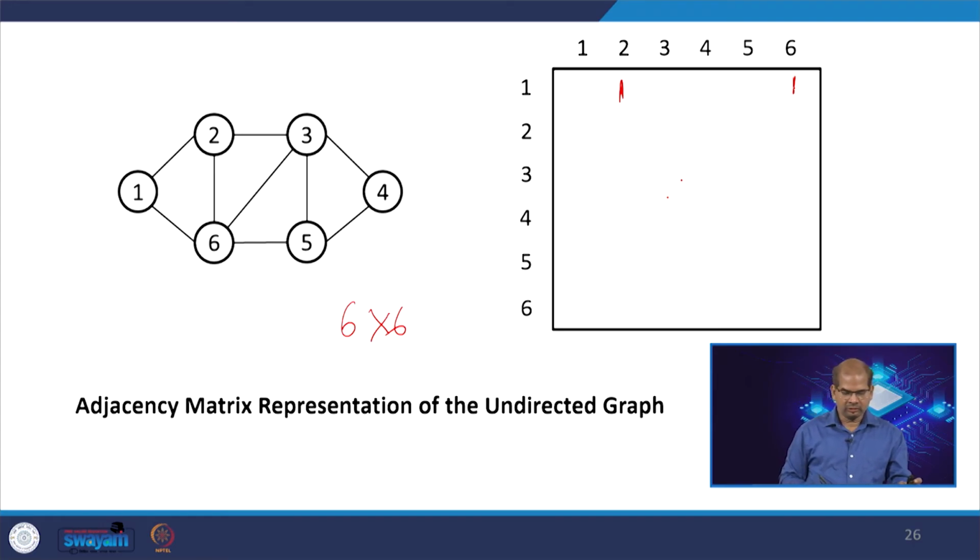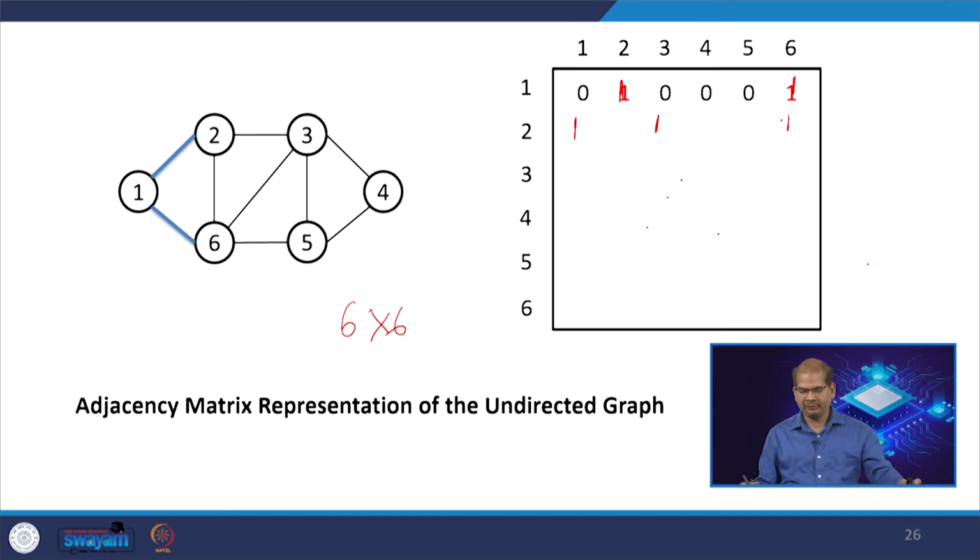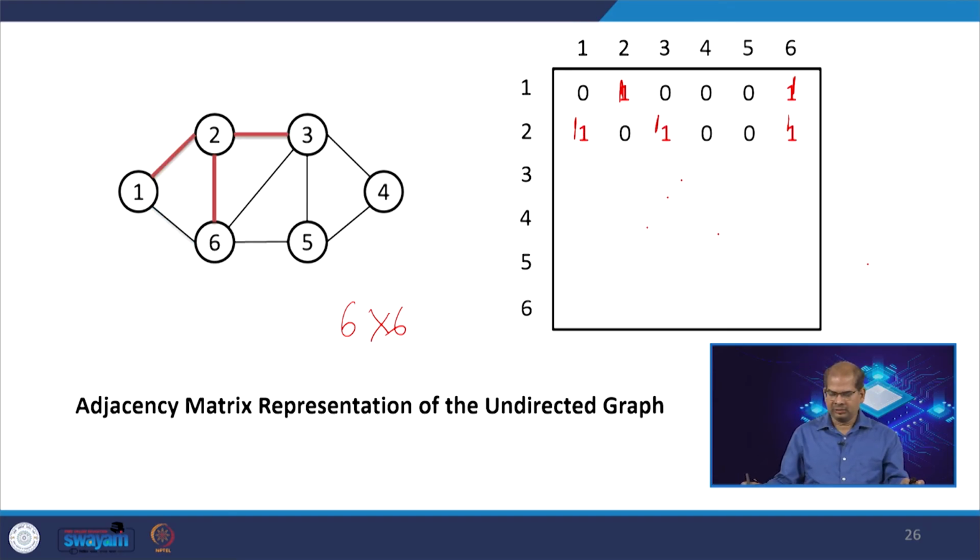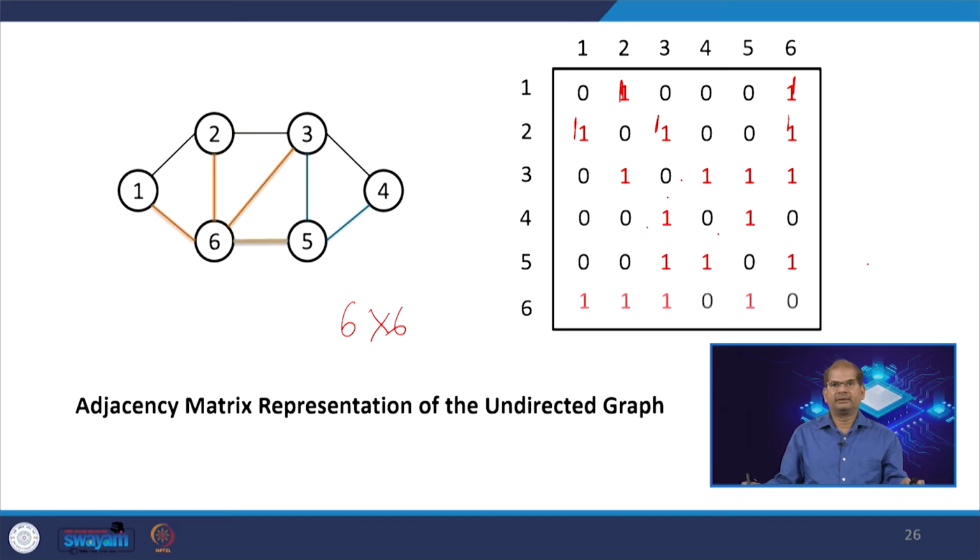If I go to vertex 2, what connections are there? It is connected to 1, to 6, and to 3. So, I have 1, then I have 3, and I have 6. Similarly, you can write it for the other vertices. So, this will create your adjacency matrix of an undirected graph.